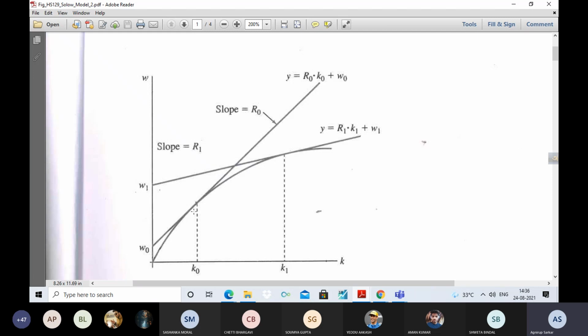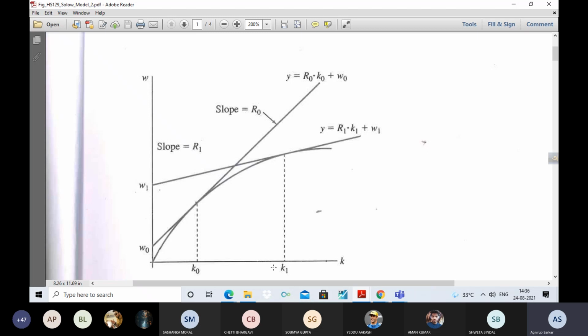Okay, so similarly, if we move to a different point, if we move to a higher value of capital, the same should hold true, right? So the idea is that R depends on K through the marginal productivity condition, which is F prime K equal to capital R, which is equal to small r plus delta.